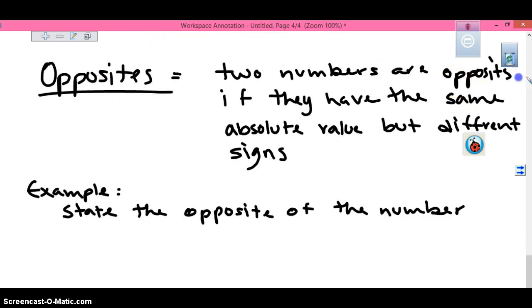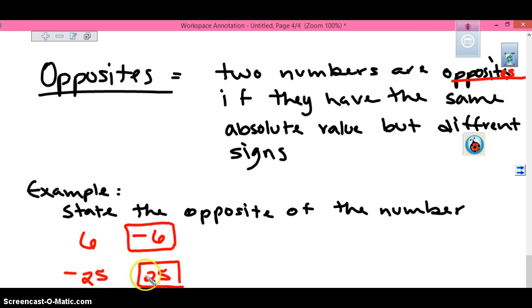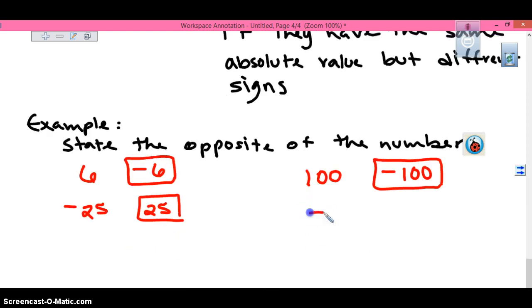Opposites. Two numbers are opposites if they have the same absolute value but different signs. So for example, if you have to state the opposite of the number 6, what is its opposite? -6. What is the opposite of -25? 25. The opposite of -25 is 25. What is the opposite of 100? -100. What is the opposite of -9? 9.